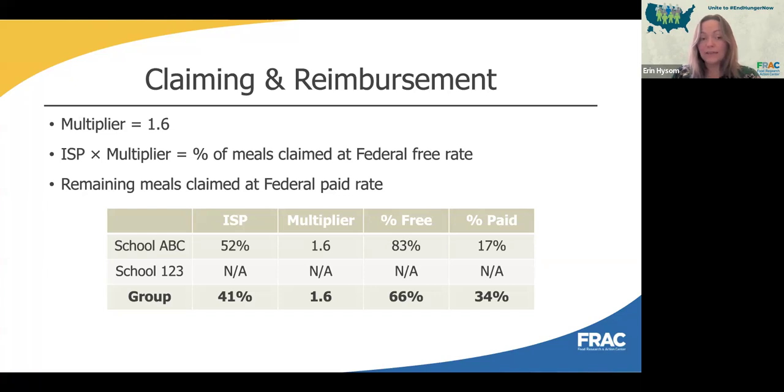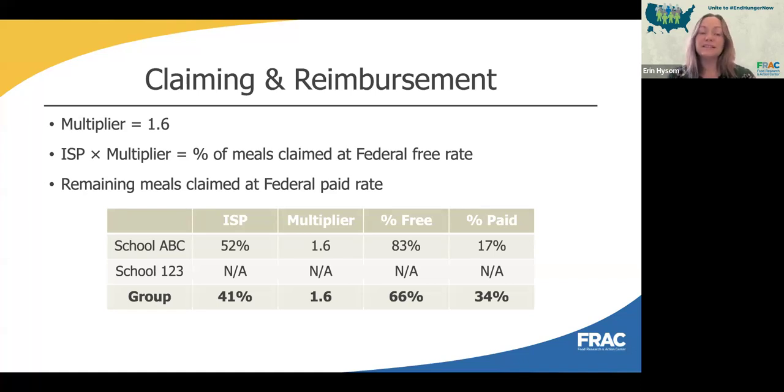Now, federal reimbursement is based on the identified student percentage and a multiplier of 1.6. So in order to calculate the percent of meals that are going to be reimbursed at the federal free rate, you take your identified student percentage and you multiply it by 1.6. That is the percentage of meals served reimbursed at the federal free rate.